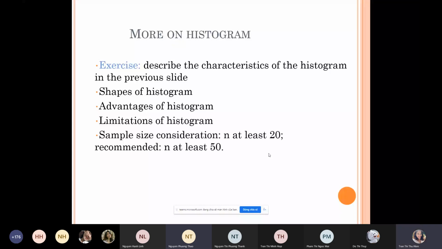Is there some tip for making a histogram by yourself? For your project, you can use Excel or the R program to make a histogram, rather than making the graph by hand.